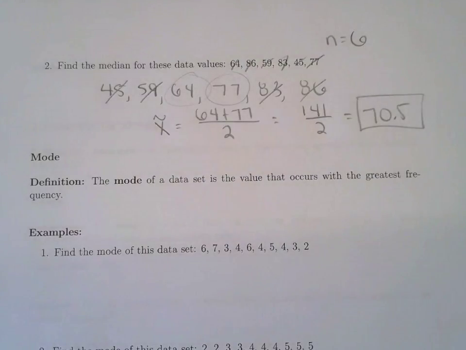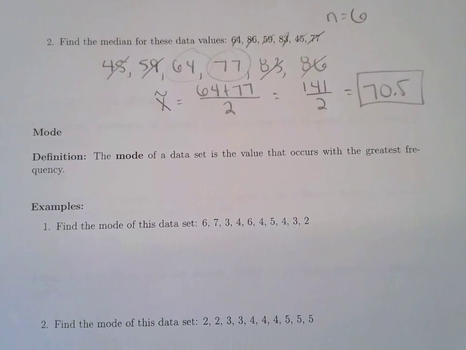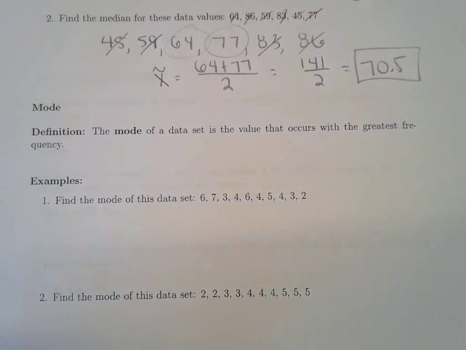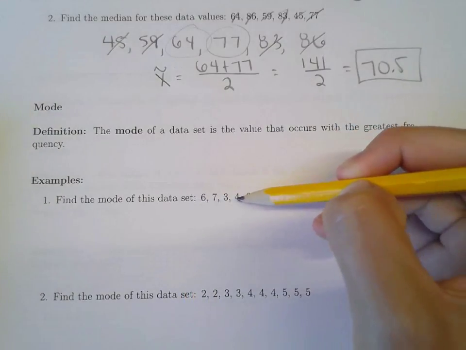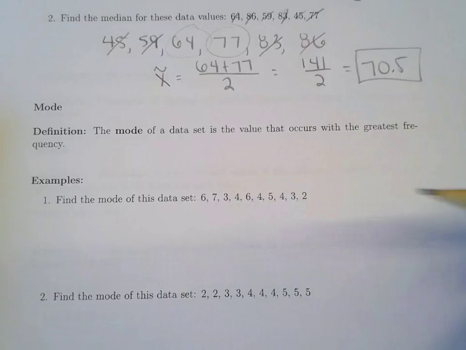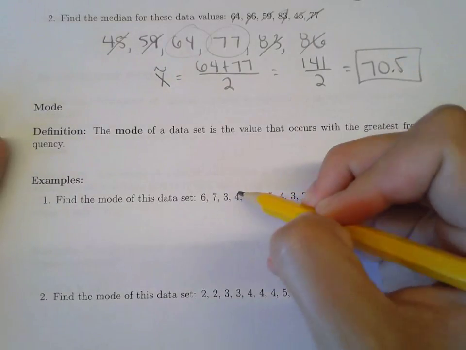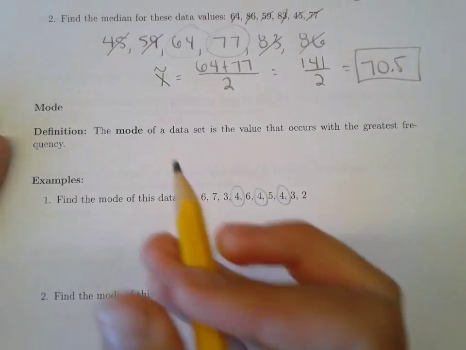Okay, next is the mode. It says the mode of a data set is the value that occurs with the greatest frequency. So how I remember this is the mode is the number that occurs the most. So most and mode go together, so you have MO, MO. Okay, number 1, it says find the mode of this data set. So we're looking for the number that occurs the most. So we have 6, 7, 3, 4, 6, 4, 5, 4, 3, 2. I think I said 4 the most. Yes, so we have 4 here would be the mode.